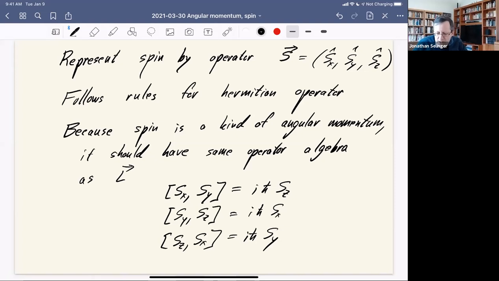So that's going to be the basis for our discussion of spin. Okay, and that I'm going to have to postpone till Thursday because I'm out of time now.